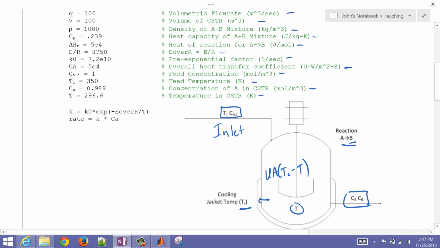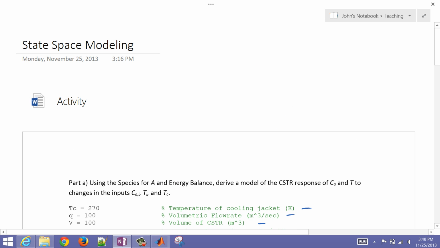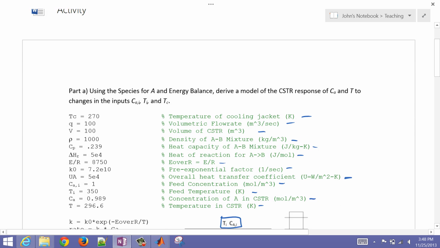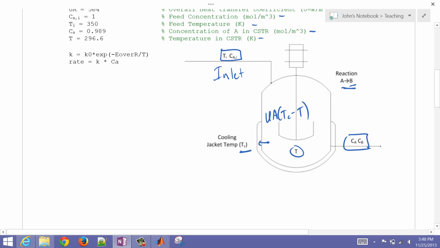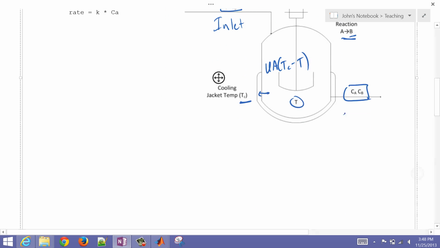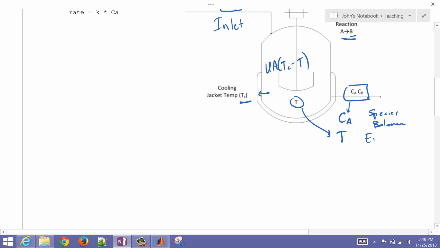Okay, so what we want to do first of all for deriving this state space model is go ahead and write an equation for each of our outputs that we're interested in. In this case, we want to try to get concentration of A and then also temperature. Okay, so we want to be able to write equations that describe both of those, and so what we're going to need for CA is a species balance. And then for temperature, we're going to need an energy balance.